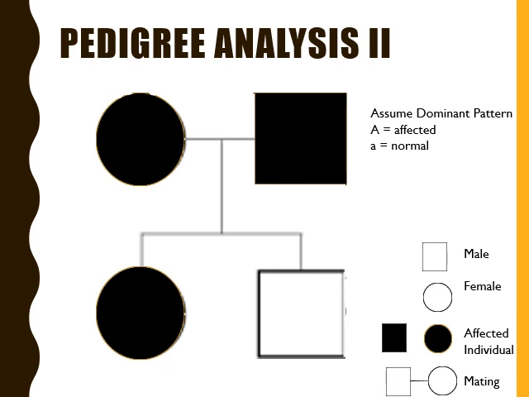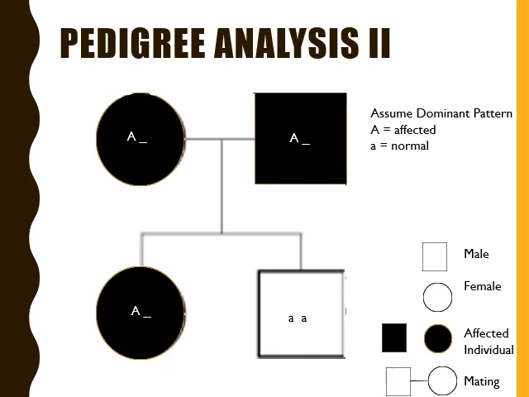We're going to assume a dominant pattern for this next one. Starting off, for a dominant pattern, big A is affected, little a is normal. So we've got this mom up here. She has to have a big A, but we don't know what else she has. The dad has to have a big A because he too is affected. We don't know what else he has. The first daughter there has to have a big A. We don't know what else she has, but we know that that son must have a little a, little a.